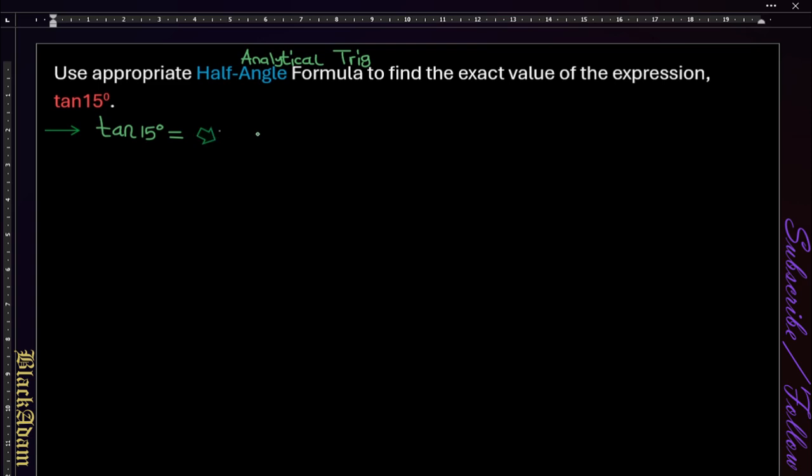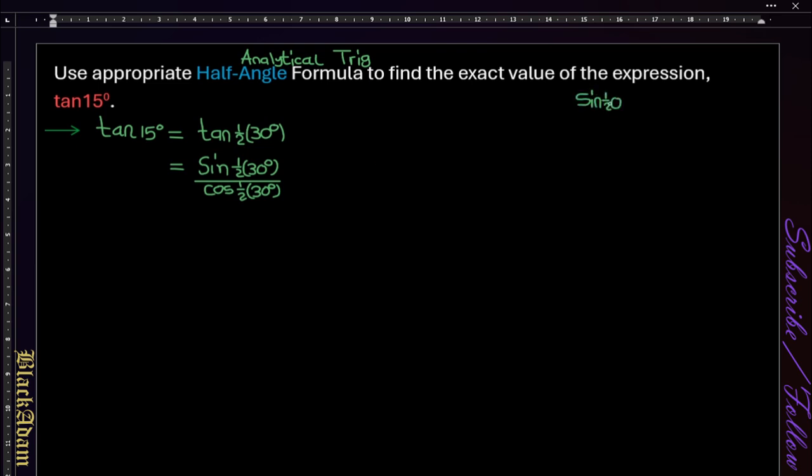We have 15 degrees, which could be considered to be tan half of 30 degrees. We write it like that because we need to use 30 degrees as our special angle. So that's going to be sine half of 30 degrees over cos half of 30 degrees. Remember, tan is sine over cos.